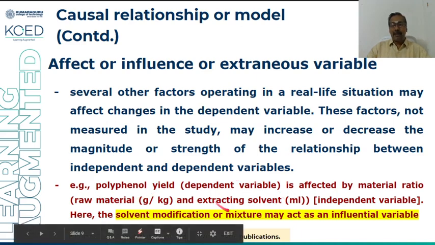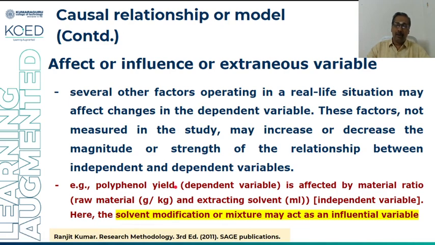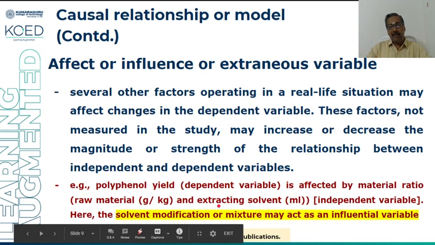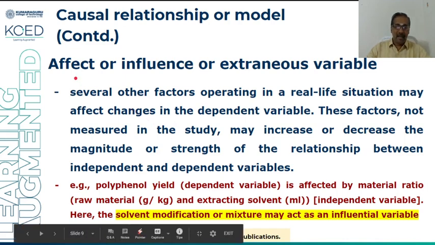Since I have selected only hexane, that would have either increased the yield or decreased the yield, that I don't know. So these are all hidden variables which I have not incorporated as an independent variable, right? I have used only ethanol, only hexane, only heptane. I have not modified. I have not used any mixture. That type of variable is actually termed as an affect or influence or extraneous variable.